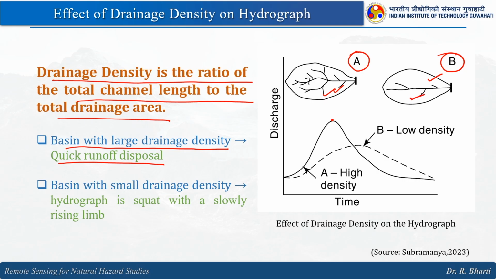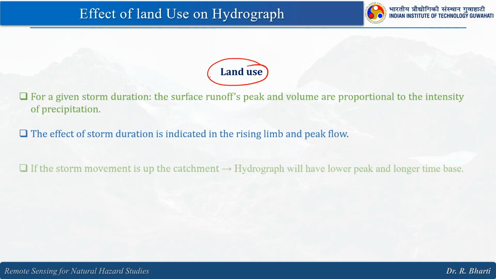Basin with the small drainage density or low drainage density, the hydrograph is squat with a slowly rising limb. So, that means slowly discharge will take place. It is a better condition compared to this one, right. Then we have land use.